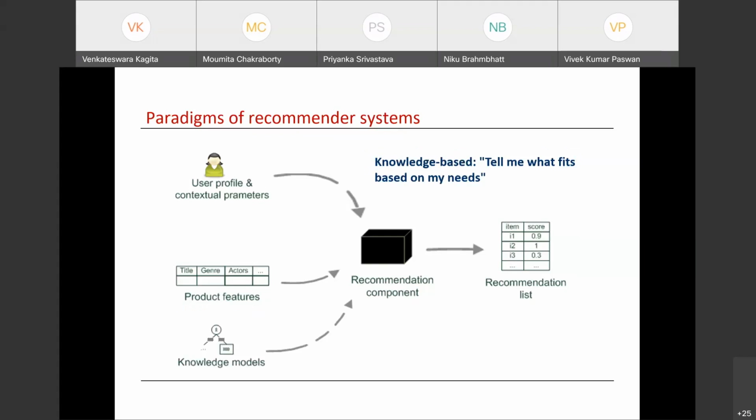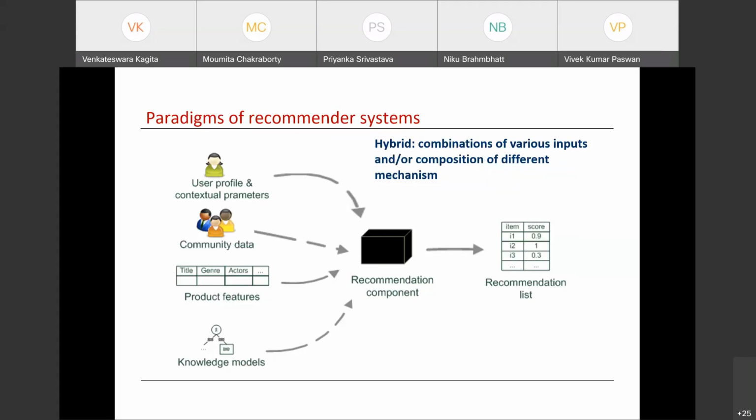And knowledge based, tell me what fits based on my needs. Right, you have some needs. For example, you may require some 7-seater car, based on your family size. Right, you may have preferences like a black car. Right, so based on your needs, it makes the recommendation to you. Right. And hybrid is a combination of various inputs and a composition of different mechanisms. Combining multiple models in some way or the other will result in hybrid models. Right? So these are the different paradigms in the recommender systems.